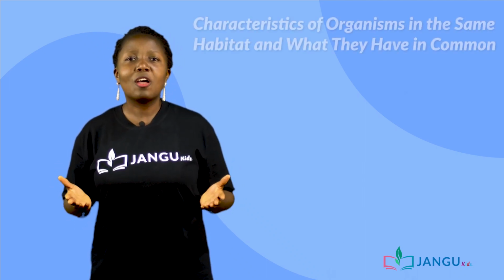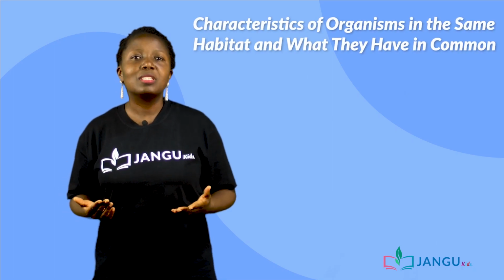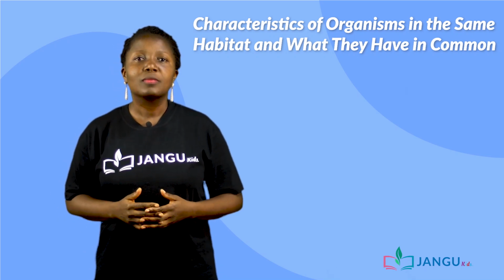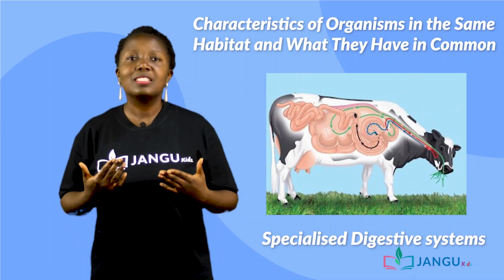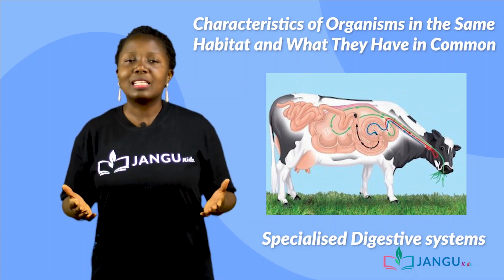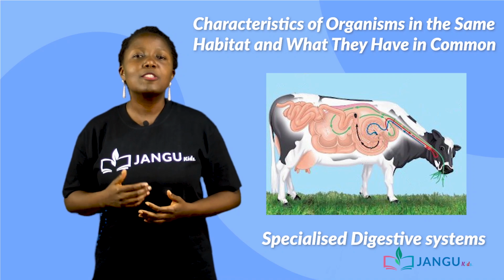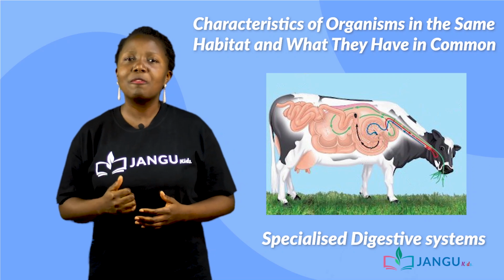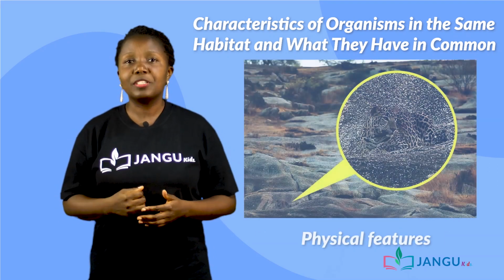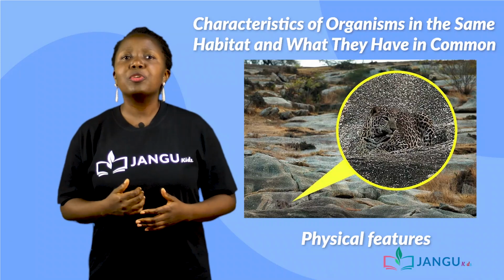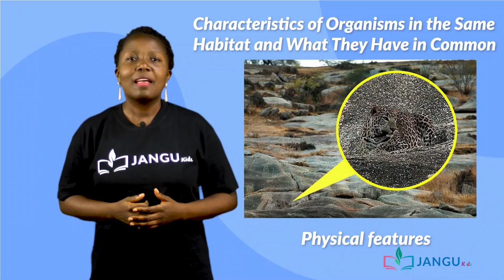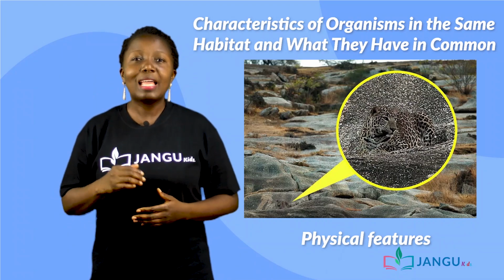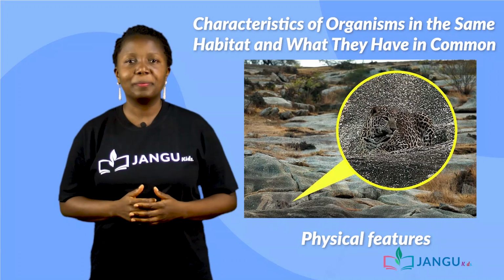However, there are some characteristics that living organisms in the same habitat have in common, and they include specialized digestive systems. Animals that live in the grasslands, like cows, have specialized teeth and digestive systems that help in breaking down the tough grass. Physical features. Predators that ambush their prey have skin colors that closely resemble their environment. This enables them to blend in and sneak up to their prey.